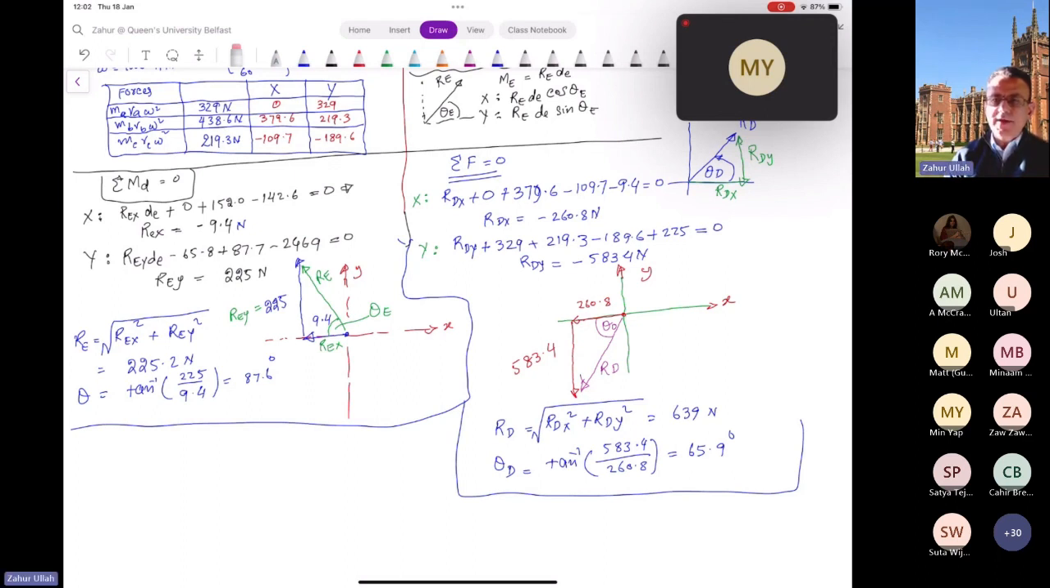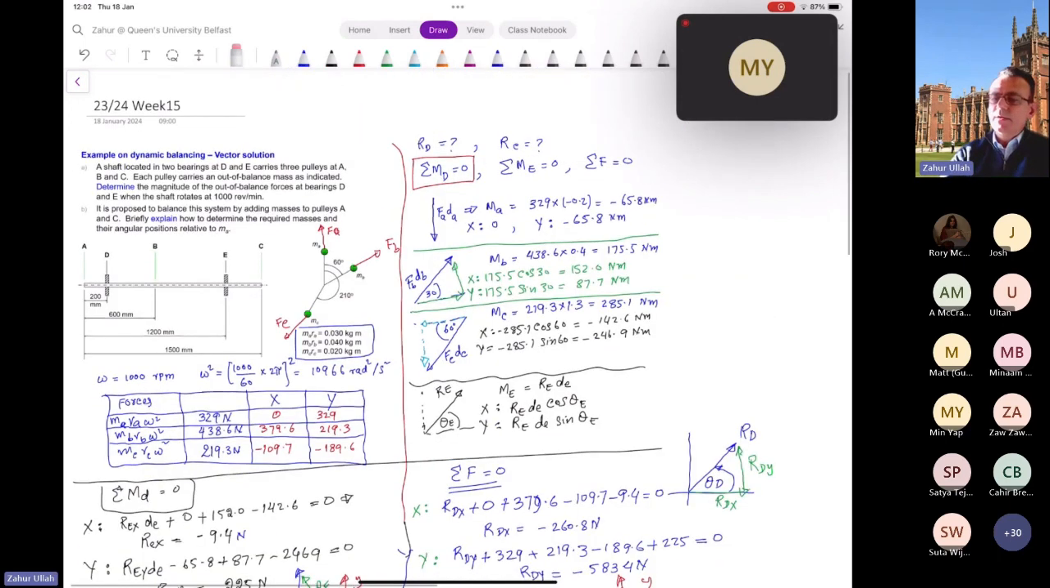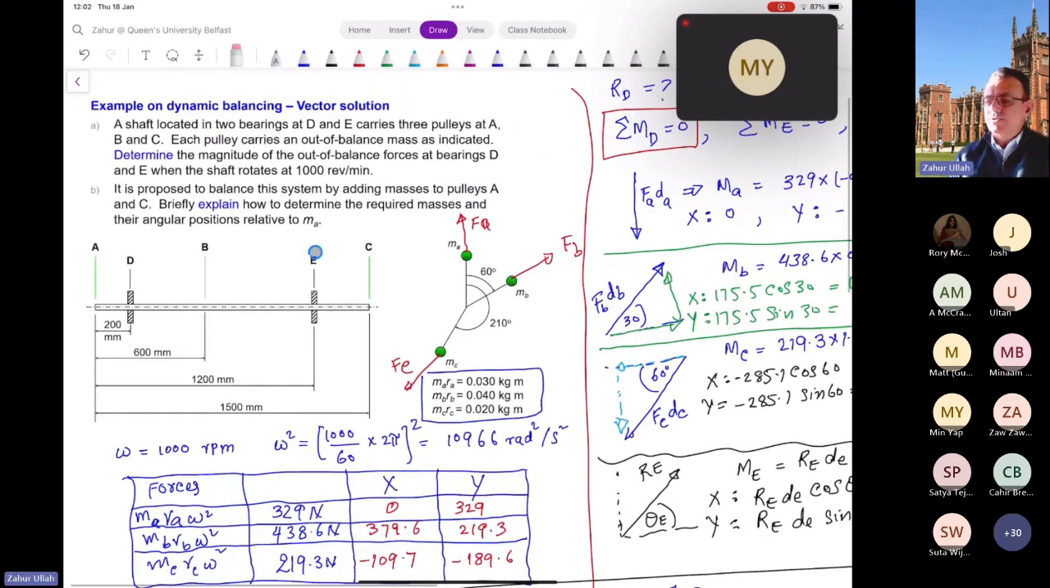Okay, so maybe we can take a break of 10 minutes and start again at 12 past 12, and then we will do the second part. In this case, this was just to calculate the reactions, but now in part B they are asking us to calculate the balancing forces at A and C. So we will try to do the second part after the break. See you in 10 minutes.